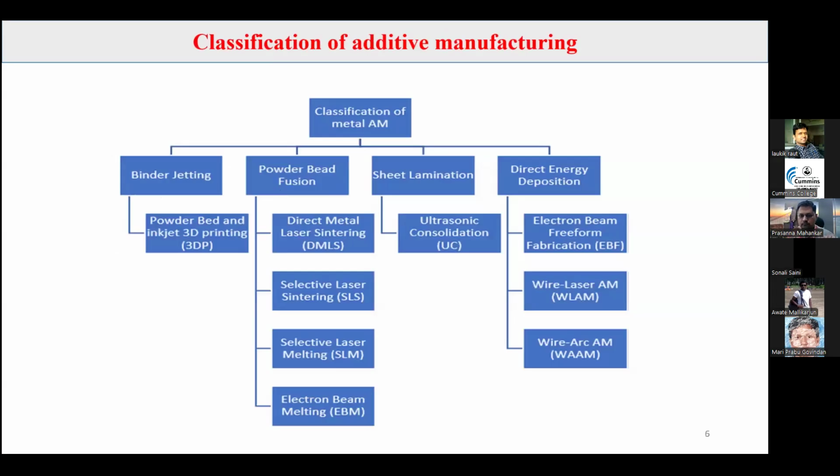Then, as I have already discussed, I have manufactured the functionally graded material with the help of additive manufacturing. This is the classification of additive manufacturing. It is broadly classified into four categories: binder jetting, powder bed fusion, sheet lamination, and directed energy deposition. Directed energy deposition is further classified into three categories, and I have used wire arc additive manufacturing. So now we will understand what wire arc additive manufacturing is.